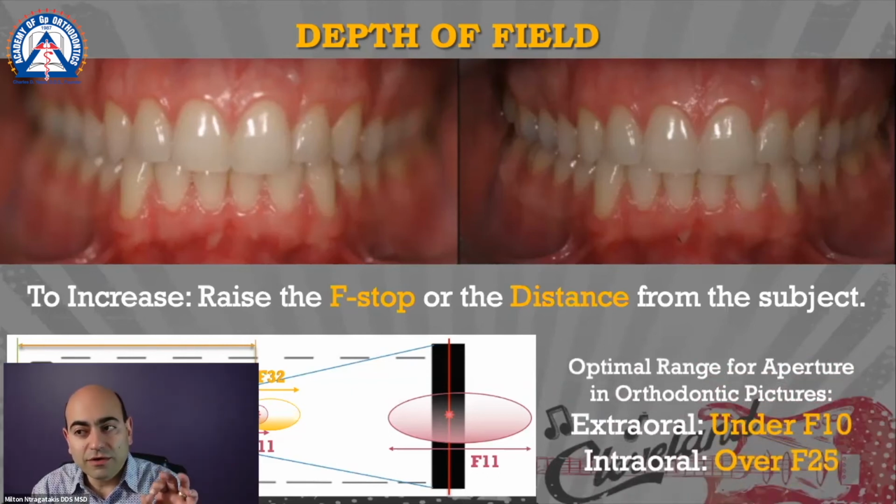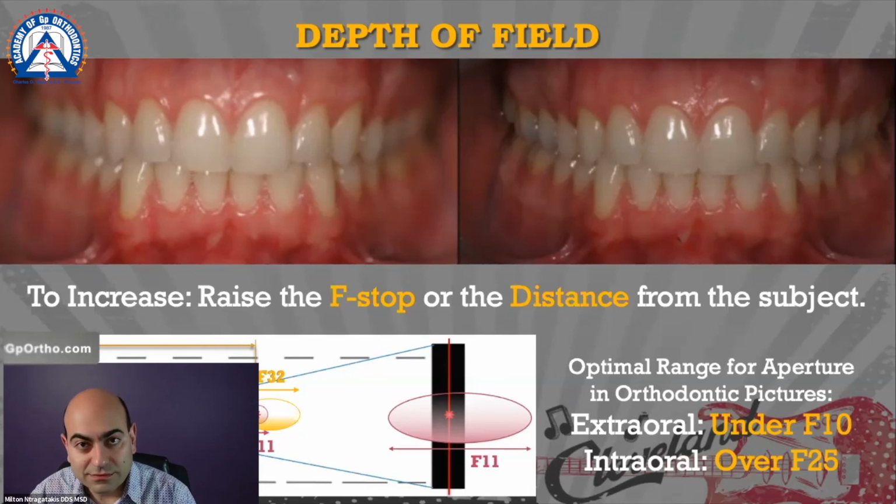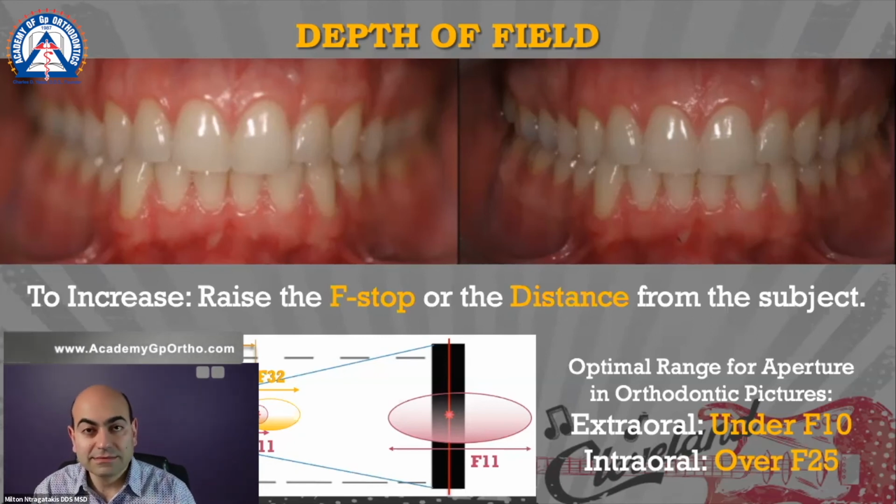For whatever it's worth, the optimal range for your orthodontic pictures for intraoral should be over 25. The picture on the top left is an f-stop of 2. The picture on the top right is an f-stop of 32. Do you see the difference? That's because the distance couldn't be increased.